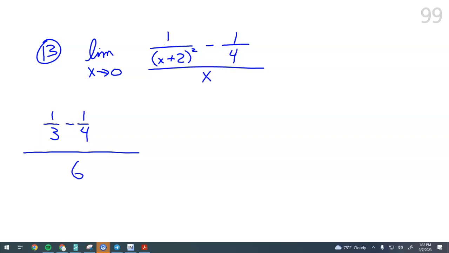I'm going to just work with the top, get this combined, and then I'll deal with the bottom later. So, what's the common denominator here? 12. So what would you multiply this by, top and bottom? Over here would be 3, right? So then I would have 1 over 12 divided by 6. Because this is like 4 12s minus 3 12s is 1.